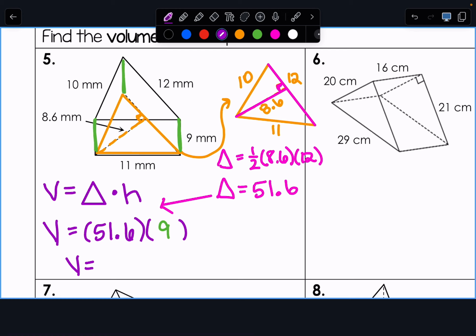What is that going to get us? 464.4. And since these are all millimeters, then we have millimeters cubed.